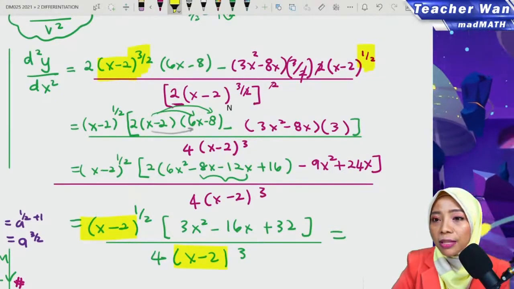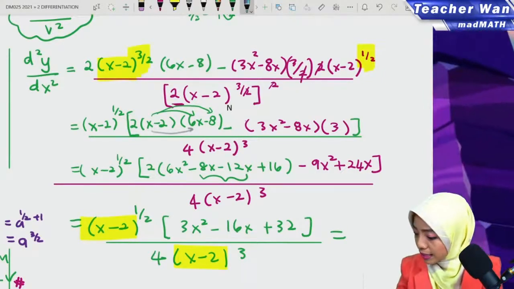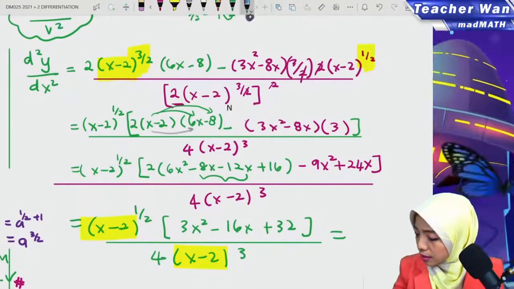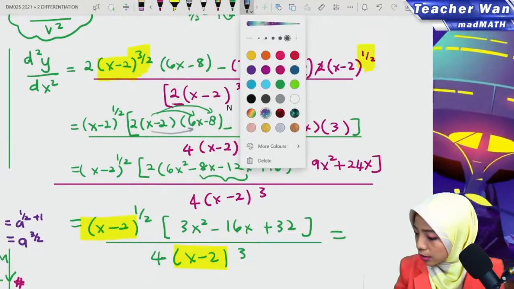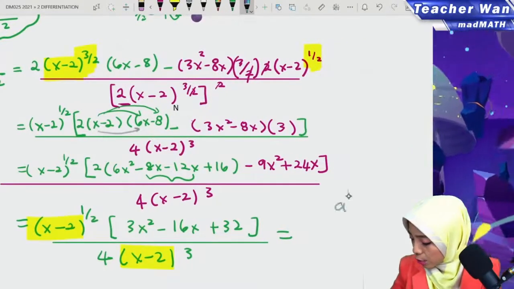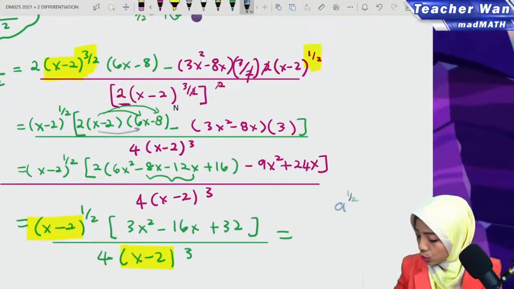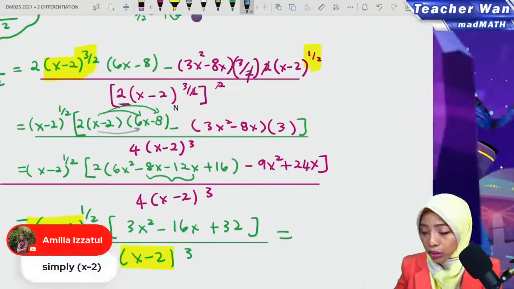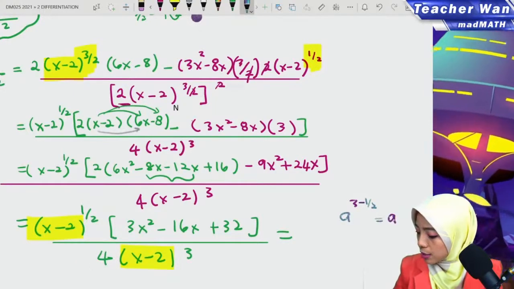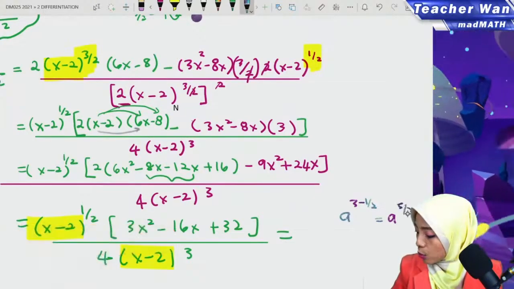We have to simplify again. So apa yang terjadi dekat sini? This is 8. Okay, so we have 1 over 2 with 3. I want to bring this 1 over 2 down to the bottom. So 3 minus 1 over 2. This is basically 3 times 2, 6, 6 minus 1, 5 over 2. Okay?